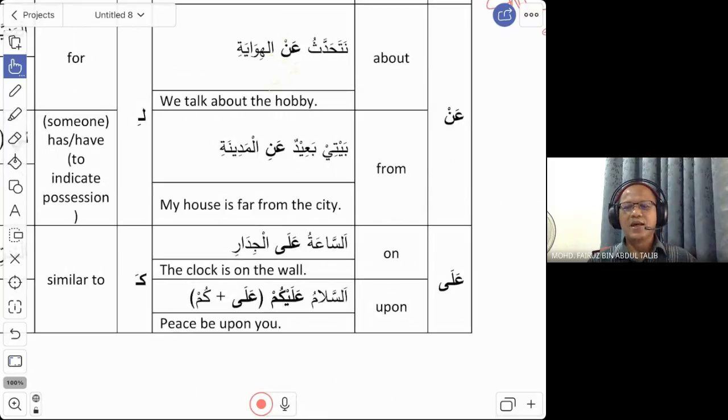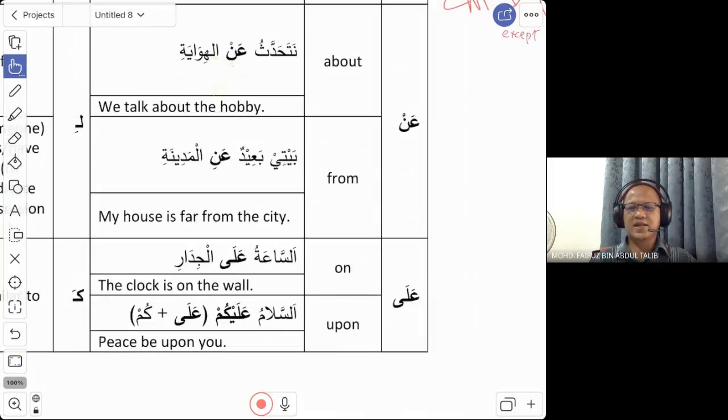All right. When you read the hadith of our Prophet sallallahu alaihi wasallam, normally the hadith will start like an, right? An Abi Hurairah.